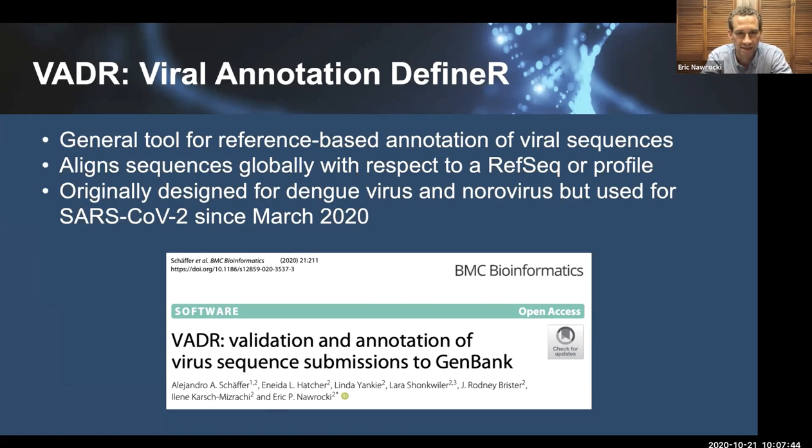We originally tested it for dengue virus and norovirus, but it's been in use for SARS-CoV-2 since March on a kind of manual basis. It was being used manually early and then switched to a more automated pipeline in June. So this work was published in BMC Bioinformatics earlier this year.